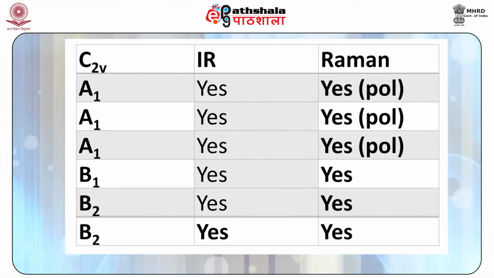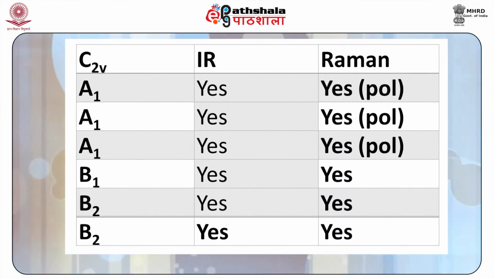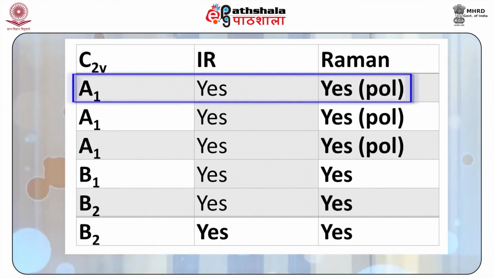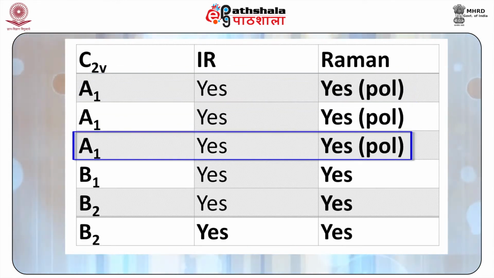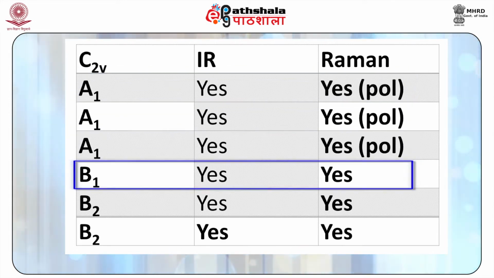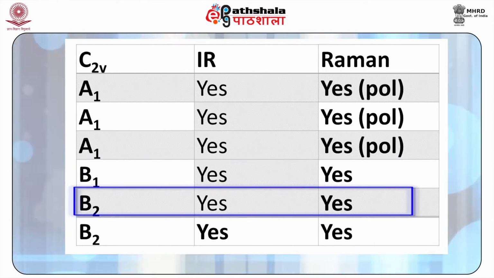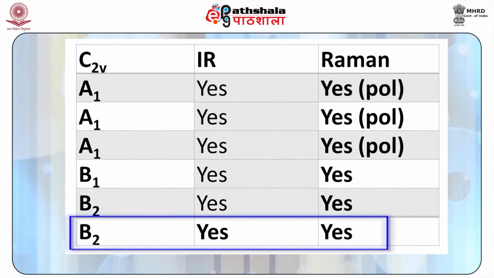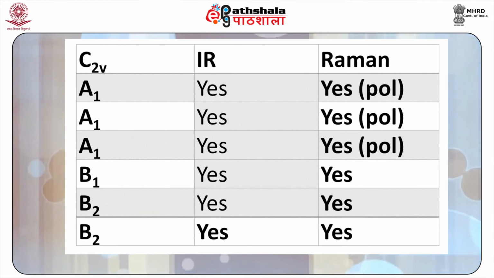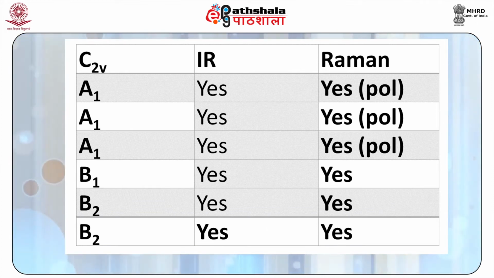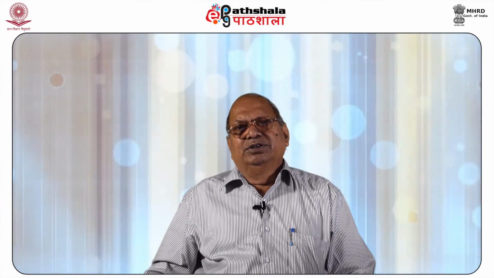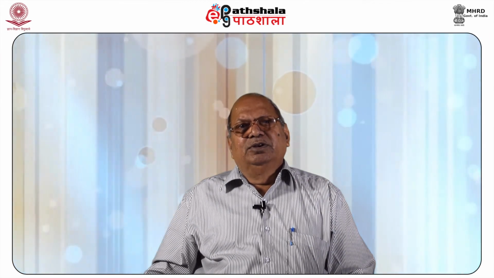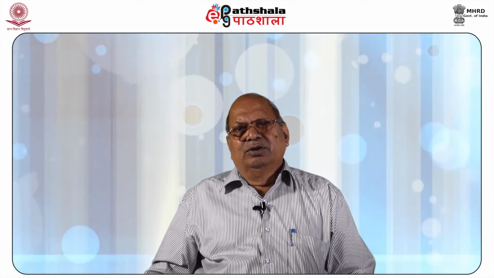Now for AB3 in C2v point group, A1 mode yes, IR Raman yes; A1 yes, yes; A1 yes, yes; B1 yes, yes; B2 yes, yes; B2 yes, yes. We have 6 IR and 6 Raman bands which are active in both. Thus, by knowing the vibrational modes and their activities, it is possible to ascertain the geometry of the molecule.